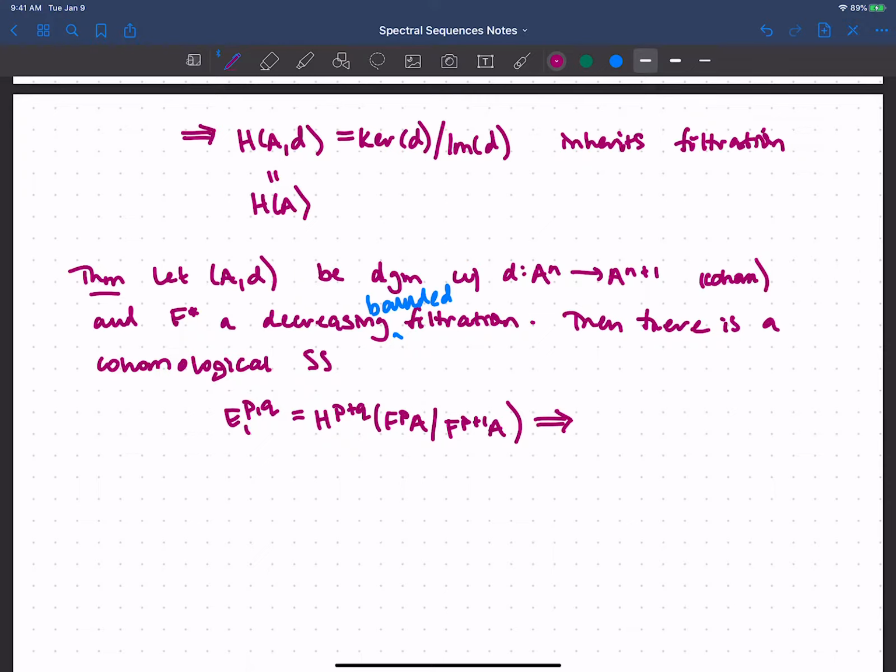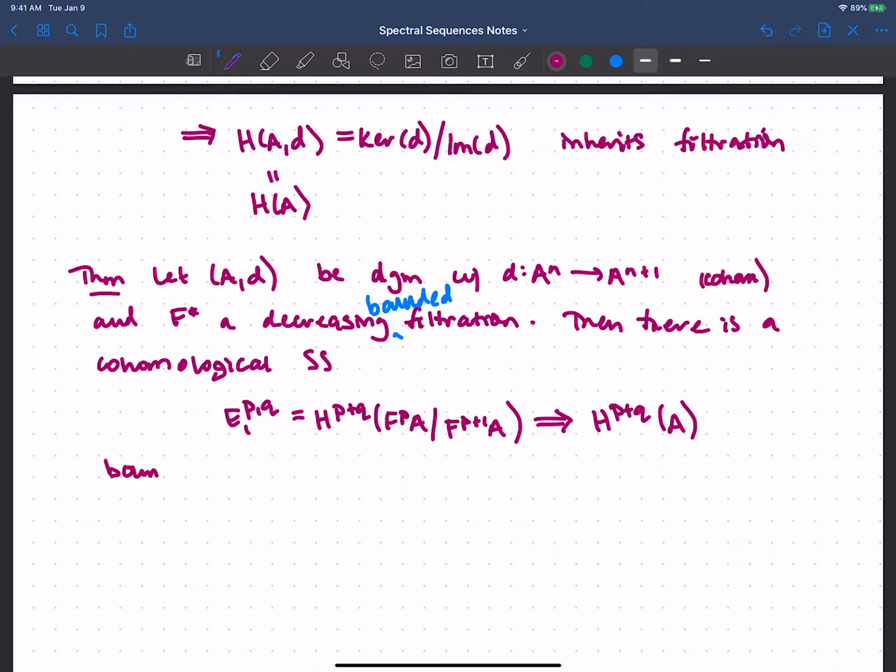I can always have a spectral sequence with E1 page given by these homologies of the filtration quotients, and then I can cook up the E2 page by taking the homology of that and so on. But if I want to know what this is giving me, well, then I need some kind of convergence. And so when we have a bounded decreasing filtration, this will converge to H^(p+q) of A. So just the homology of A. Okay, and maybe a couple words about this. So now we've switched back to a cohomological spectral sequence. Okay, so remember that our differentials go to the right and down now.